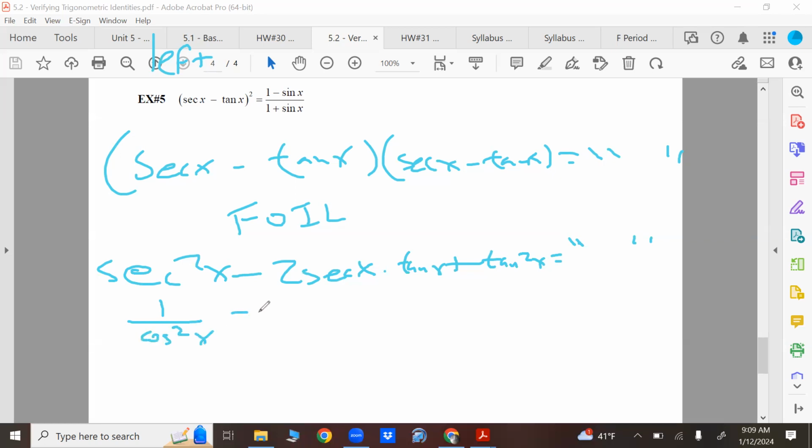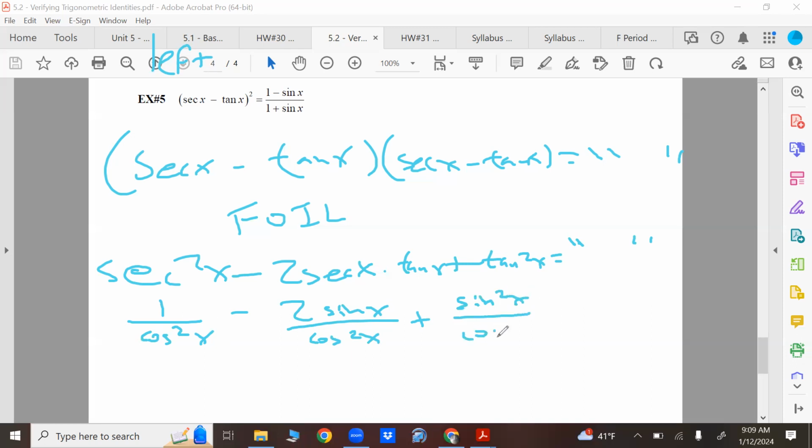I'm going to give you guys a hint. After you FOIL, convert everything to sine and cosine. That will probably help. Yeah, that will be the trick, guys. Actually, they'll come out very nicely.